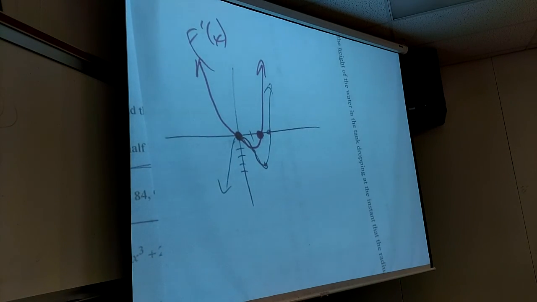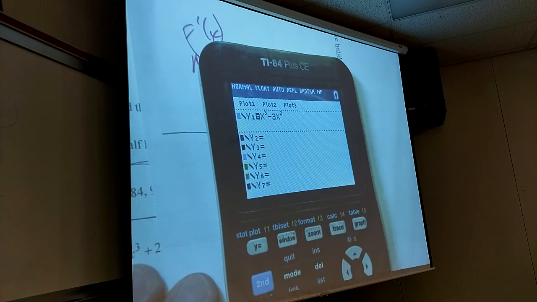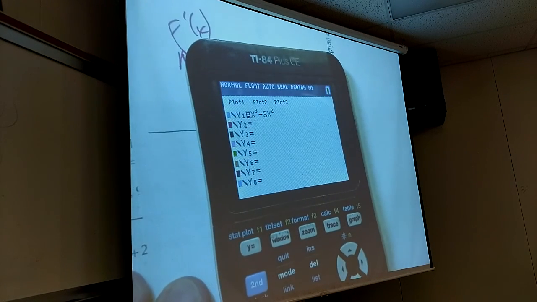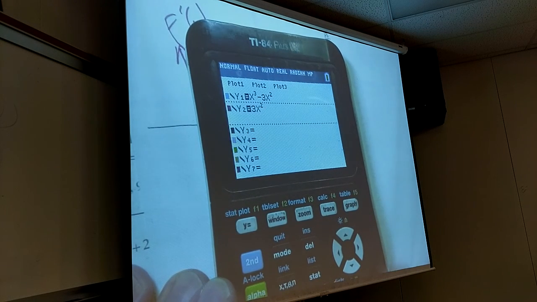It started off as x cubed. The derivative should look like an x squared. You guys with me? And of course, we can now check this. What is the derivative of this? 3x squared minus 6x.